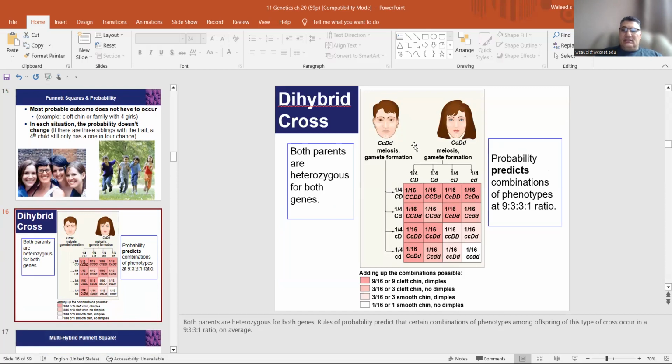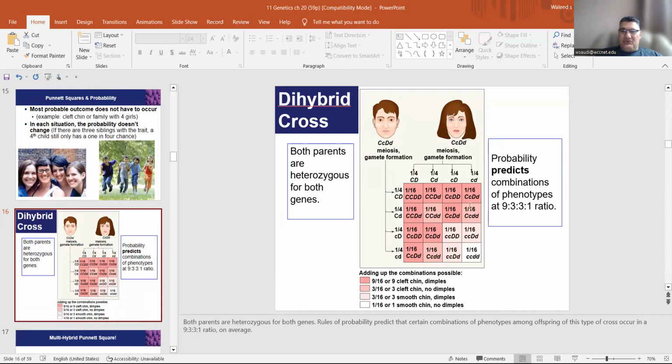Dihybrid is, we are talking about two different genes at the same time, two different alleles. It's a combination of different things. So let's say we're talking about the dimple and the cleft chin at the same time, both of them. So this is called dihybrid.